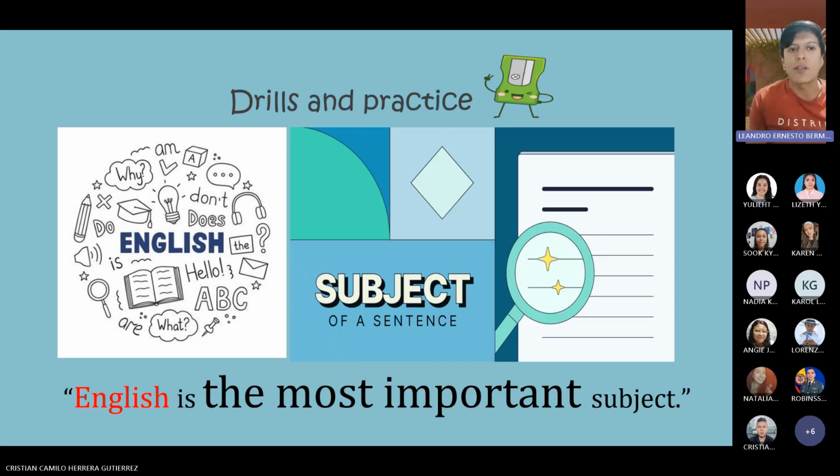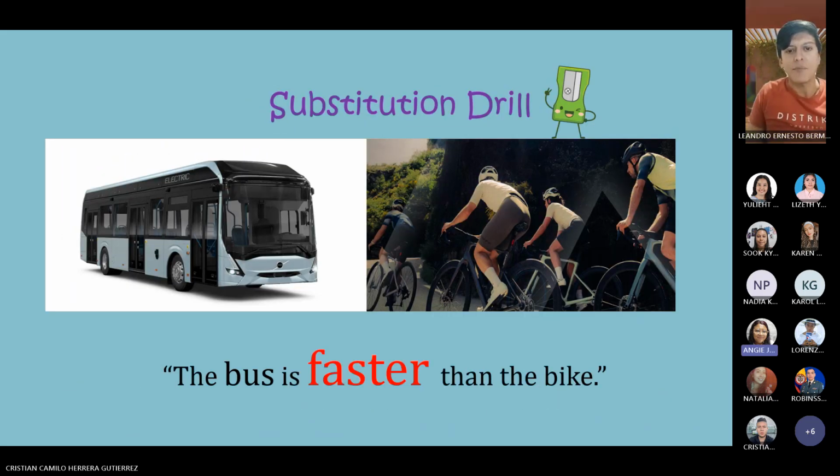Now, we are talking about school subjects. So, for example, English is the most important subject. Repeat after me. English is the most important subject. Great, excellent. Please, the next slide. You remember? This is the most important subject. Okay, thank you, Lisa. Remember the sentence, the bus is faster than the bike.